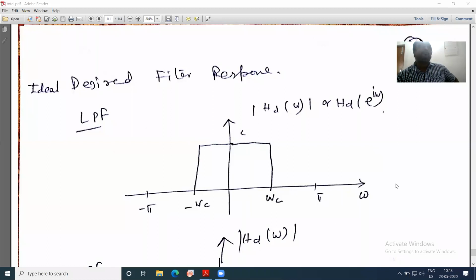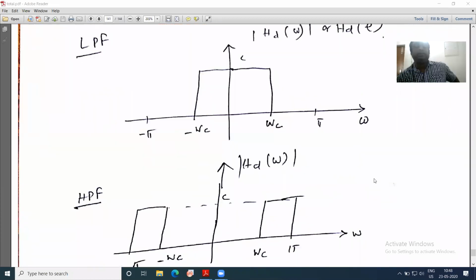Is it okay? Yes. Now, a high pass filter will pass certain frequencies up to some higher frequency, right? So if omega c is the cutoff frequency, it will pass beyond omega c up to the maximum frequency pi, and the negative counterpart of this is omega c to minus pi. But anyway, we will design the final response from 0 to pi only. So in 0 to pi, from 0 to omega c, it will be 0.